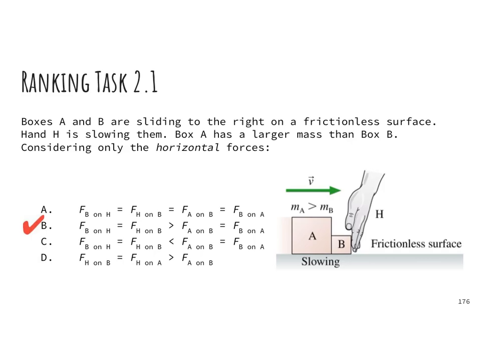Here's another ranking task. Boxes A and B are sliding to the right on a frictionless surface. Hand H is slowing them down. Box A has a larger mass than box B. We know there's an action-reaction pair with the hand and block B, so those have to be equal and opposite: B on the hand is equal to the hand on B. But then A is pushing on B, so B has to push back on A, and those are an action-reaction pair. Since the hand is causing the acceleration, that's going to be the greater of the two forces.